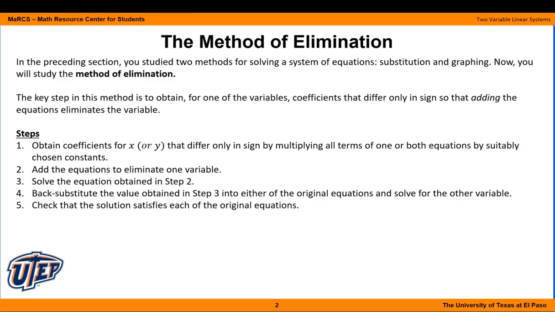The elimination process consists of 5 steps. First, obtain coefficients for one variable that differ only in sign. Second, add the equations to eliminate that variable. Third, solve the resulting equation. Fourth, substitute that value back into one of the original equations to find the remaining variable. And finally, check the solution in both equations. Many students find elimination faster than substitution when the coefficients are easy to manipulate.